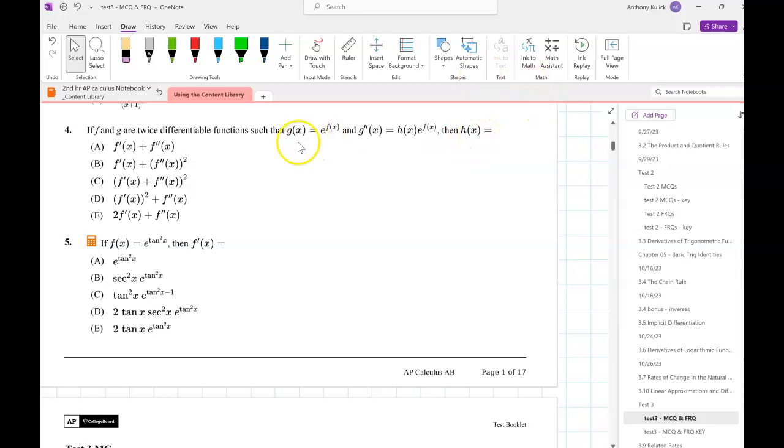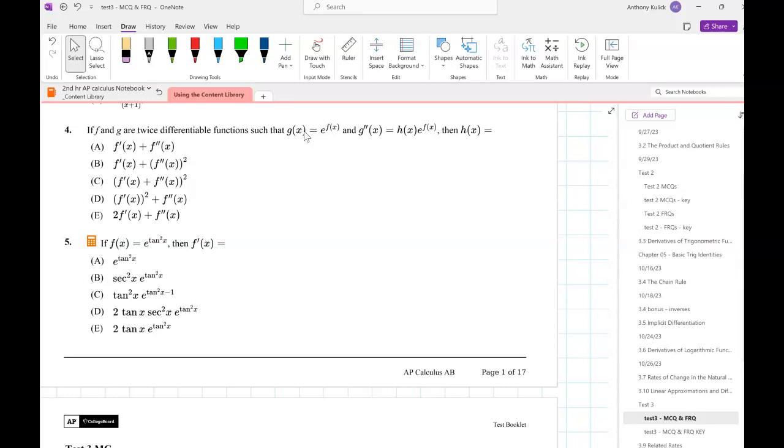So Beck said, okay, I have my g of x here. So I'm just going to do the chain rule to get g prime. So that's the derivative of the outside, which is just e to the f of x, times the derivative of the inside, which would be f prime of x. We don't know what f of x is, so the derivative is just f prime.